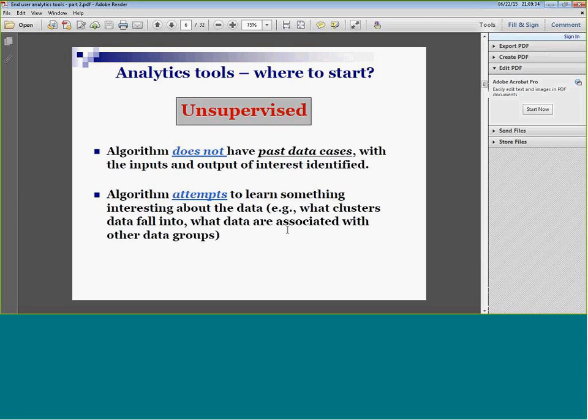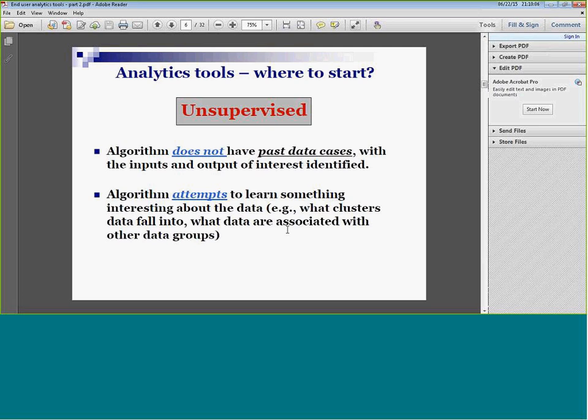Now, with an unsupervised approach, you do not have a target that you're trying to predict. You still have past data cases, but you do not have an output of interest or a target. So why do I want to do this at all? What's the value? Well, there are still algorithms, clustering and association, that will allow you to learn something, and that something can be very interesting or significant about your data set.